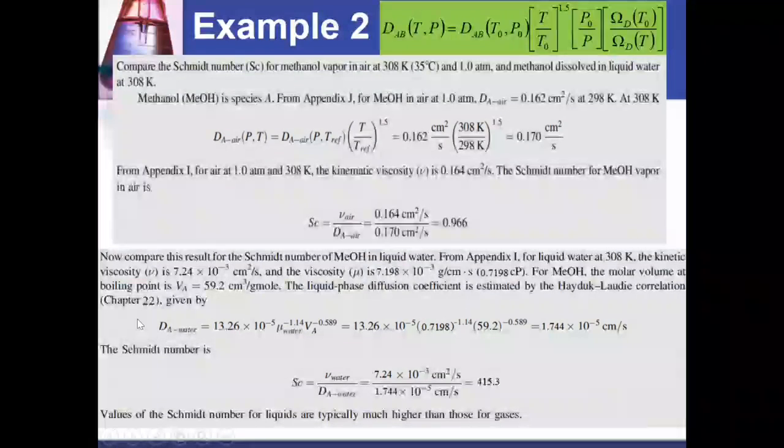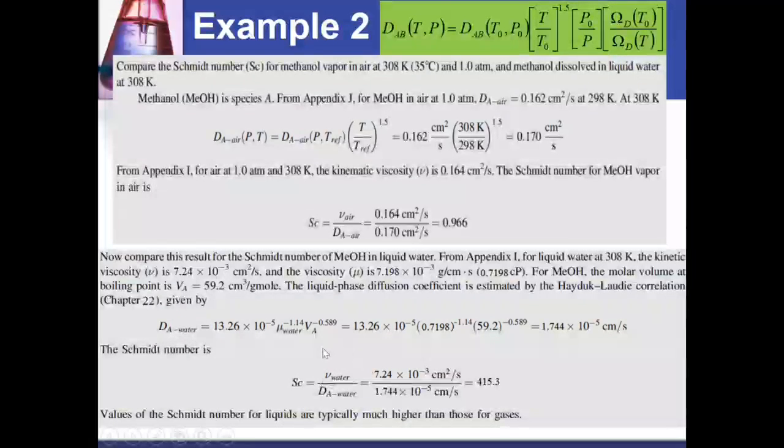So now we can calculate the diffusion coefficient using one of the correlations we discussed in chapter 22, and we're going to use the Hayduk-Laudie correlation. It's given by 13.26 times 10 to the -5 times mu of the solvent, which is water in this case, raised to power minus 1.14, times the molar volume of the solute, which is methanol, raised to 0.589. We get the diffusion coefficient of methanol in water at the given temperature, 308, is 1.744 times 10 to the -5 centimeter square per second. Okay, so correct this in your book. It should be centimeter square.